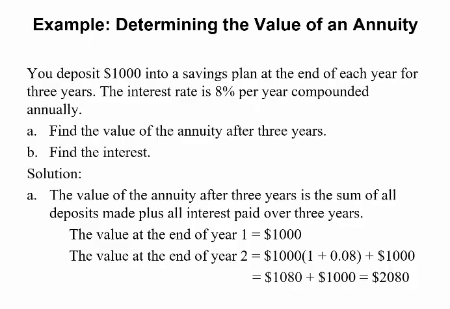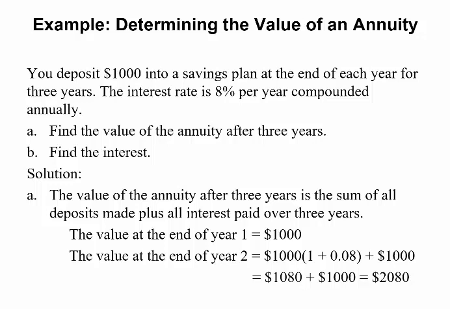Okay, so let's do some examples here. Let's talk about determining the value of an annuity. Suppose you deposit $1,000 into a savings plan at the end of each year for 3 years. The interest rate here is 8% per year compounded annually. So every year for 3 years, I'm going to put $1,000 in and I get this compound interest of 8%. A, I want to find the value of the annuity after 3 years, and B, I want to find the interest.